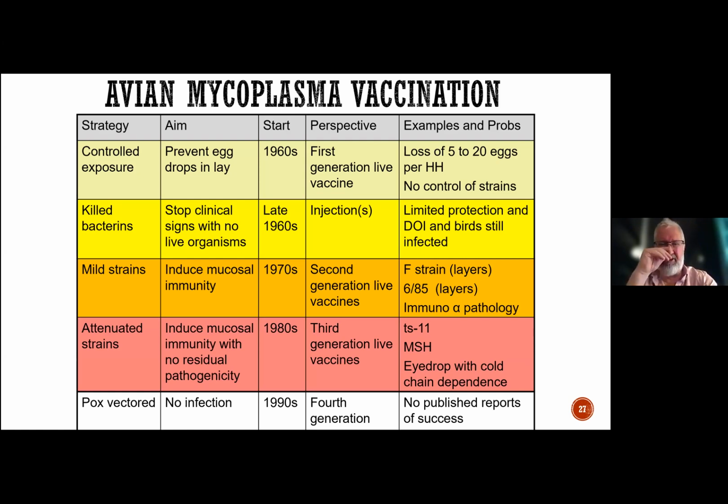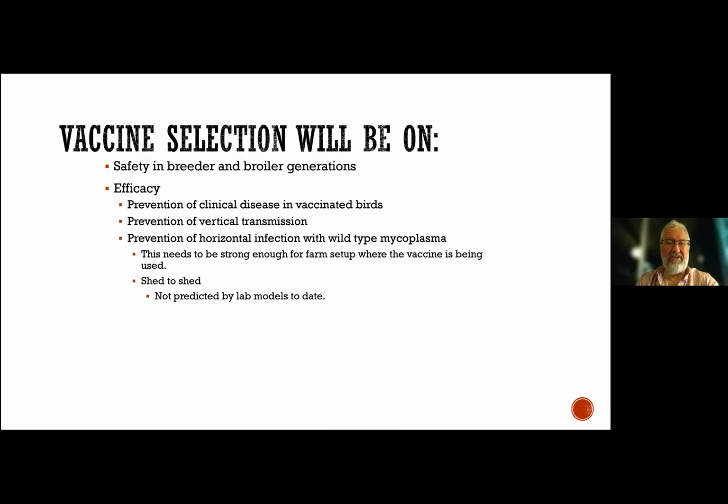I'm not going to go through this much, but this is the progression of vaccination in chickens, and really these attenuated strains down here, TS11 and MSH, are the third generation of live vaccines and the most effective. So vaccine selection will be on safety in breeder and broiler generations, efficacy in prevention of clinical disease, vertical transmission, prevention of horizontal infection with wild type vaccines.